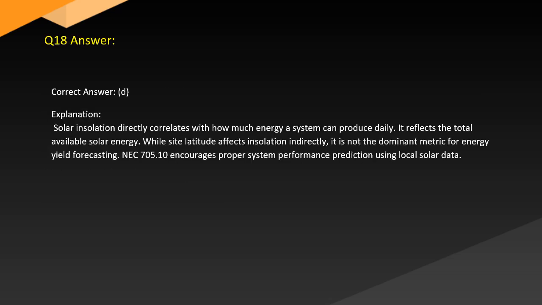Answer. Correct answer: D. Explanation. Solar insolation directly correlates with how much energy a system can produce daily. It reflects the total available solar energy. While site latitude affects insolation indirectly, it is not the dominant metric for energy yield forecasting. NEC 705.10 encourages proper system performance prediction using local solar data.